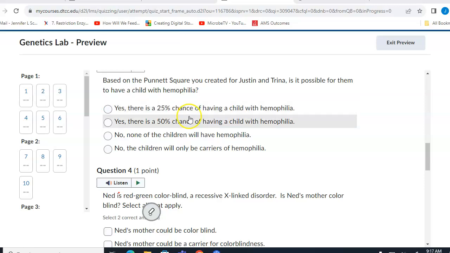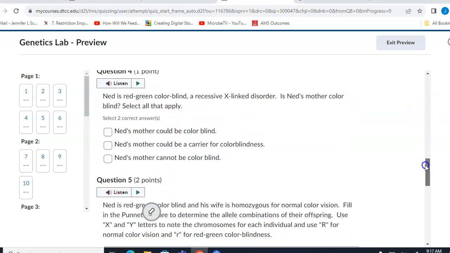Now, question number 4, we're looking at red-green color blindness, and it's telling you that it is an X-linked recessive disorder. So it's saying that Ned, so Ned is a male, so we're going to do Y for Ned. And it says that he is red-green colorblind, a recessive disorder.